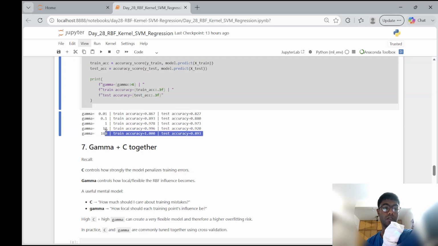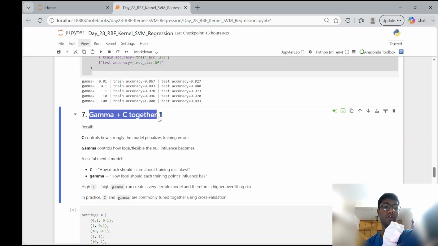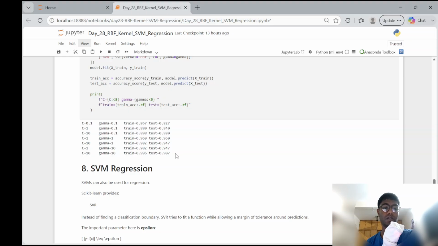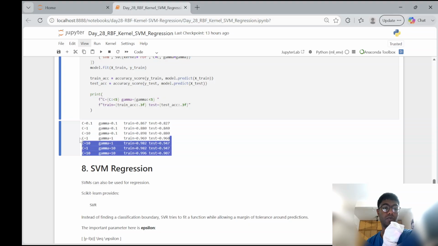As we increase the gamma value, train accuracy increases. This is overfitting, while test accuracy decreases, clearly showing an overfitting pattern. Similarly, we also find patterns with the C and gamma parameters and see the results here. Similar to the last one, at this point there is a balanced fit.